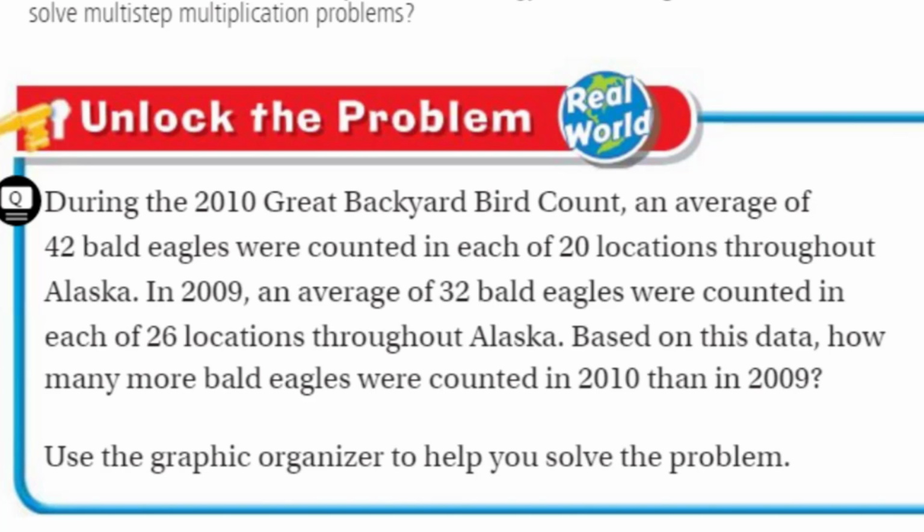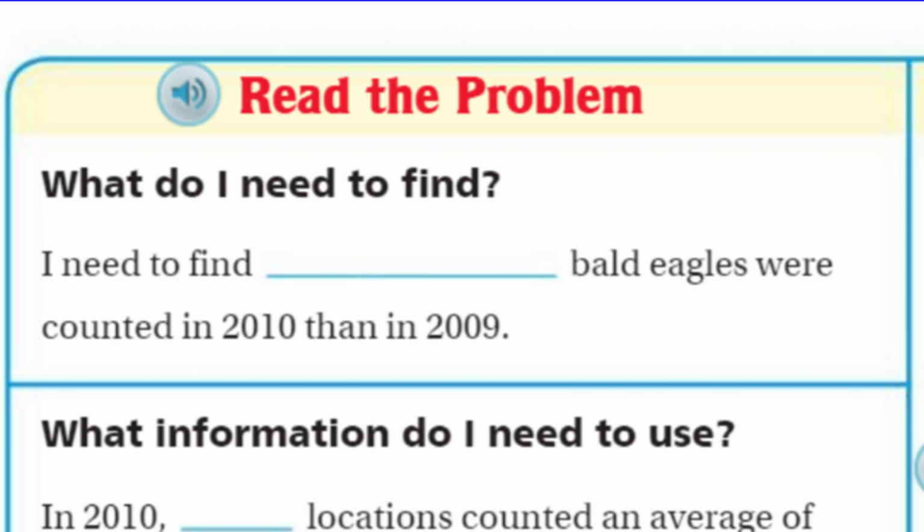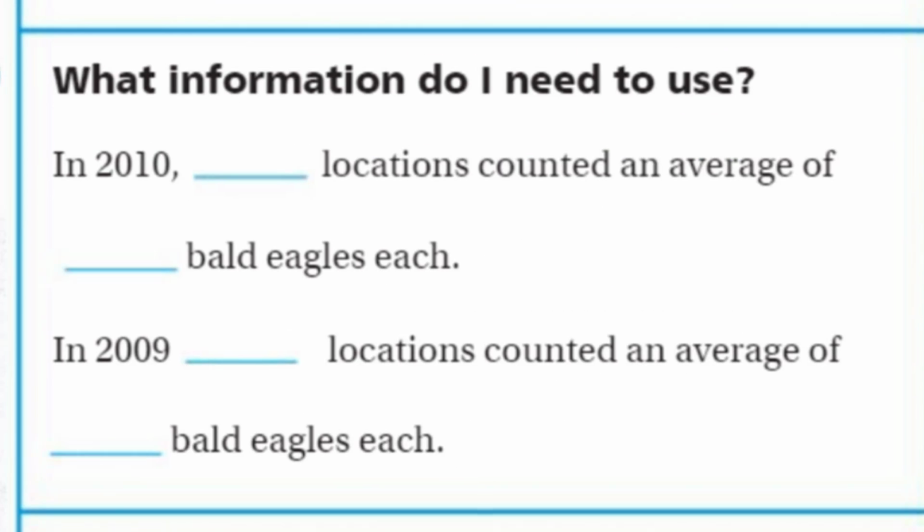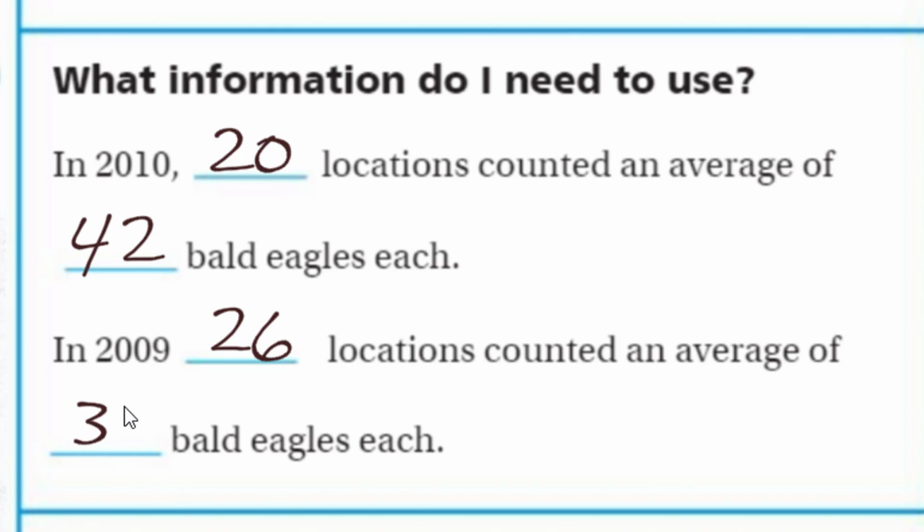All right, let's go ahead and read the problem. What do I need to find? I need to find how many more bald eagles were counted in 2010 than in 2009. How many more? I wrote kind of large there. What information do I need to use? Well, in 2010, 20 locations counted an average of 42 bald eagles each. In 2009, 26 locations counted an average of 32, I believe.